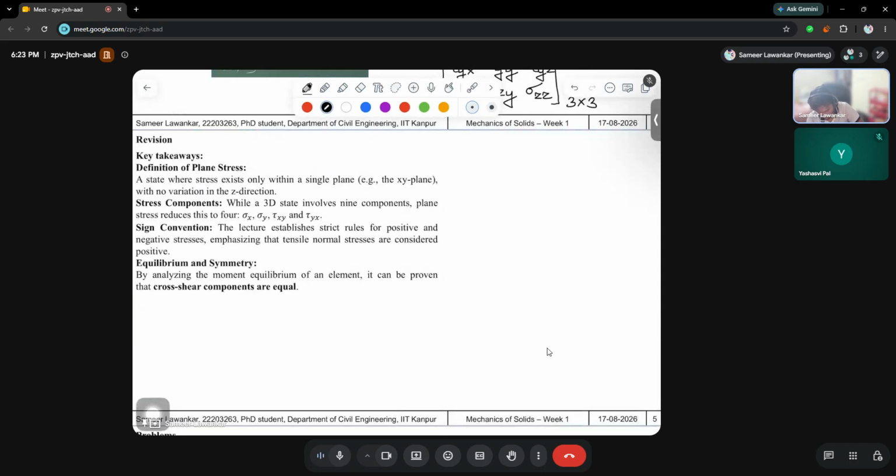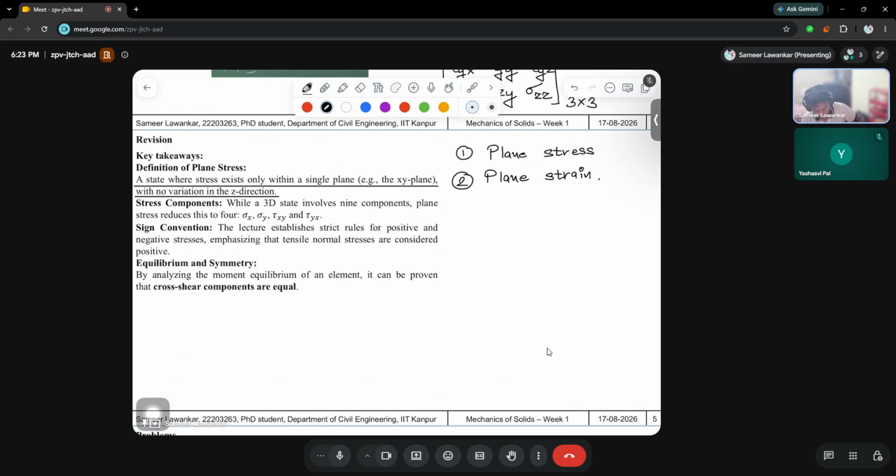Yeah, so the definition of plane stress. What is the plane stress condition? There are two different conditions on which the majority of problems in mechanical solids are explained. One is called the plane stress condition, and the second is the plane strain condition. Okay, for now let us understand what is plane stress. In plane stress, a state where stress exists only within a single plane, for example the xy plane with no variation in the z direction. That means there are no stresses or very minimal stresses acting in the z direction. So we assume that the values are approximately or tending to 0 in the z direction.